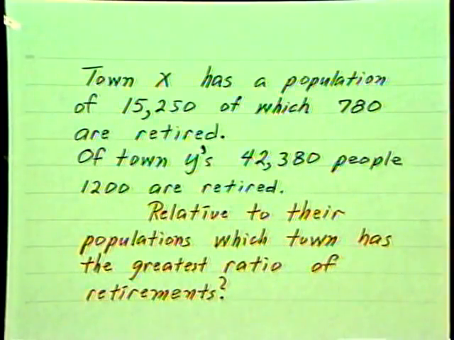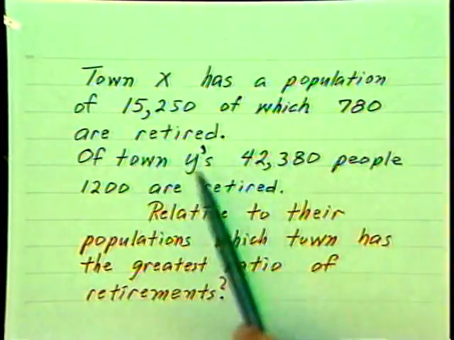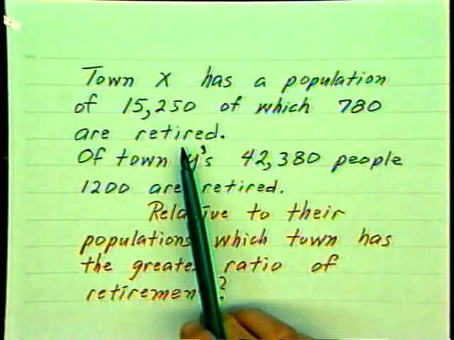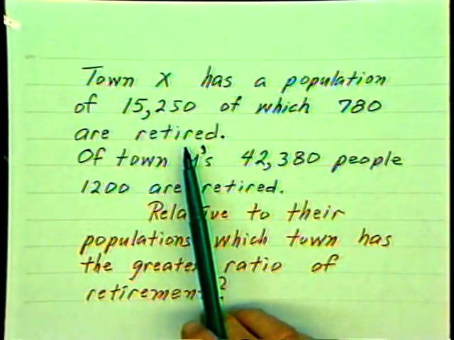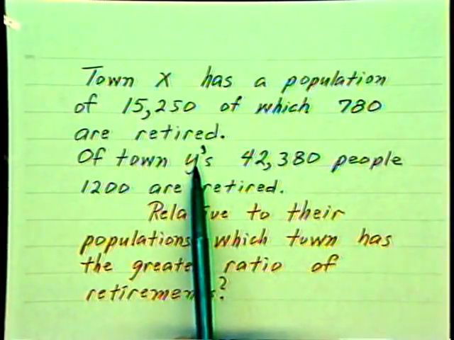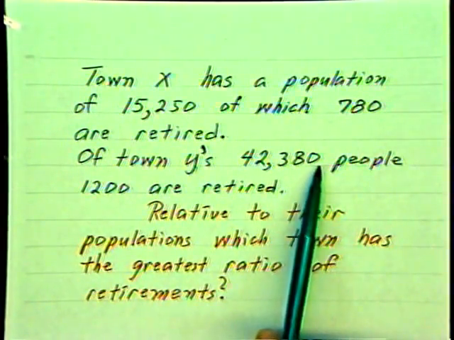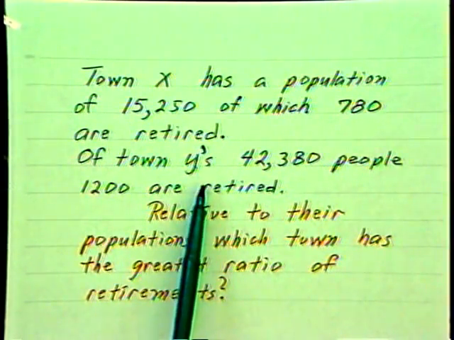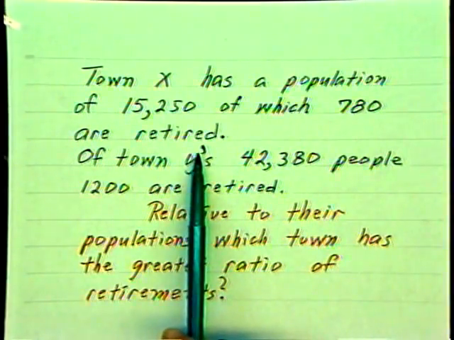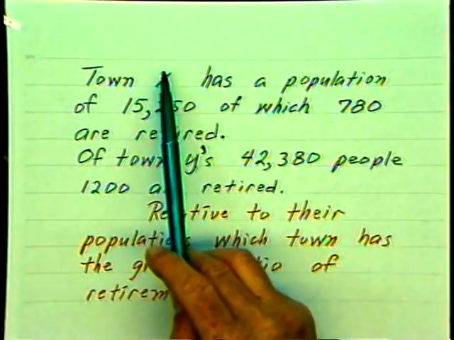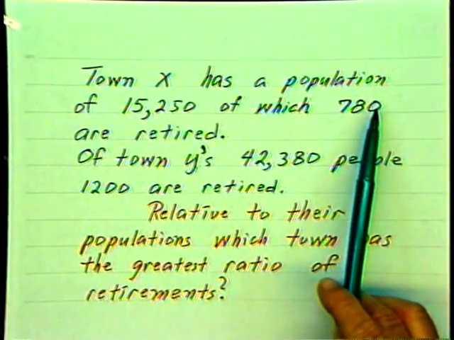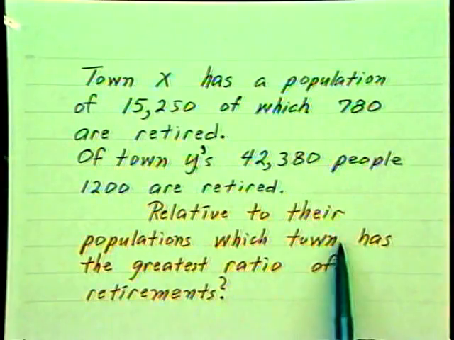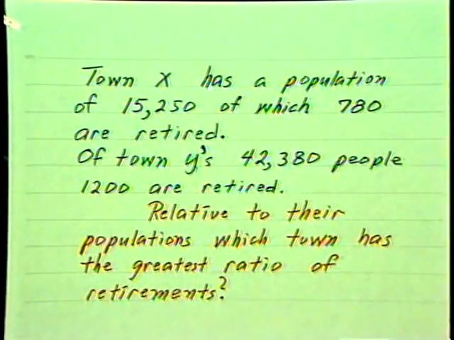Here's another question like that. Town X has a population of 15,250, of which 780 are retired. On the other hand, of Town Y's 42,380 people, 1,200 are retired. Now, in terms of absolute numbers, Town Y has more people retired than Town X. But our concern is this: relative to their populations, which town has the greatest ratio of retirements?